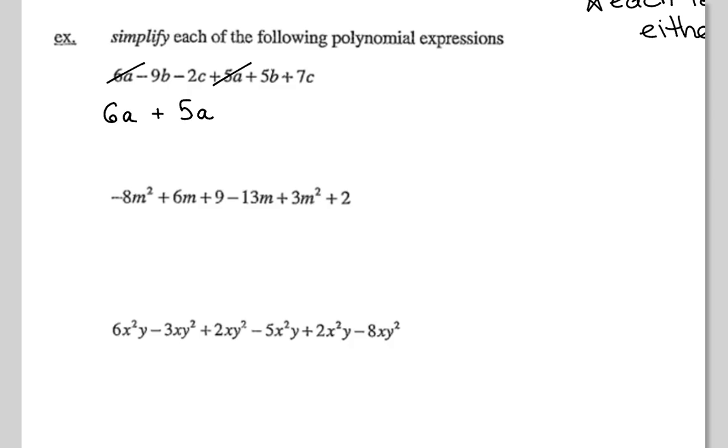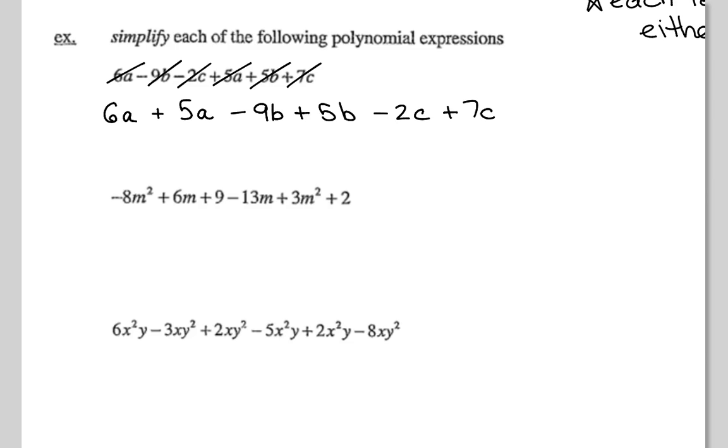Let's do the b's next. Negative 9b plus 5b. Each term has a specific sign. And then the last is c. So negative 2c plus 7c. It doesn't matter the order that you add them in. Like, is 2 plus 1 the same as 1 plus 2? Yeah, so it doesn't matter the order that you add them in. It just makes sure you take the appropriate sign.